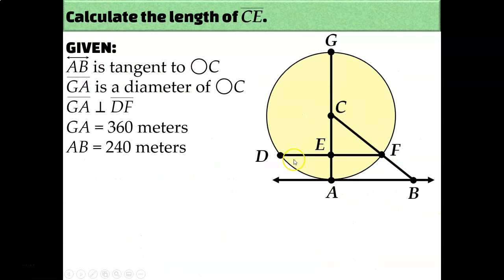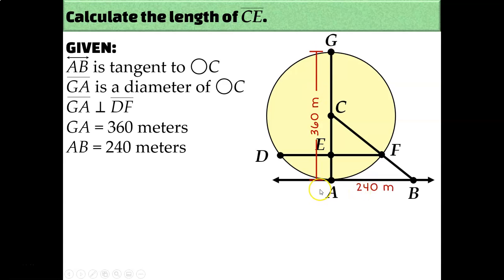Our final example, we're asked to figure out the length of CE. We're told that AB is tangent to circle C, GA is a diameter of circle C, GA is perpendicular to chord DF, and GA is 360 meters, and AB is 240 meters.